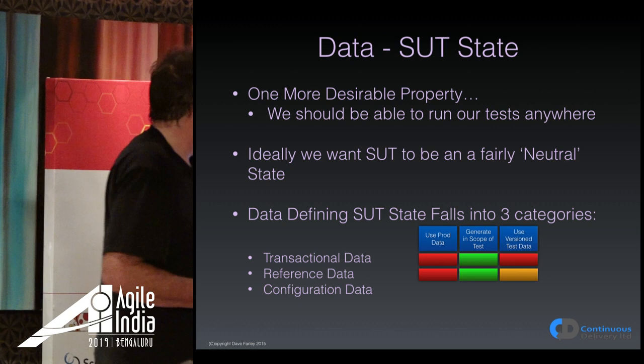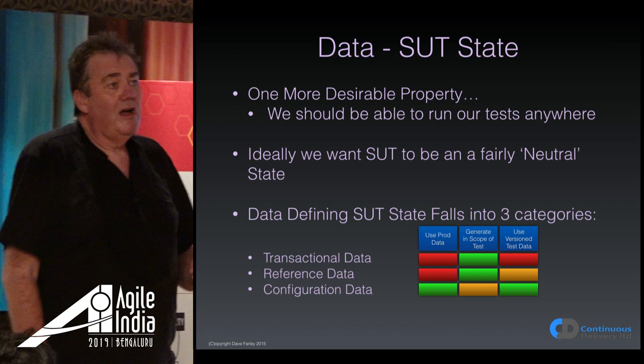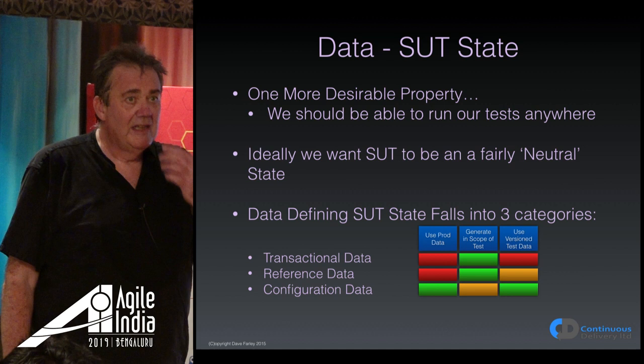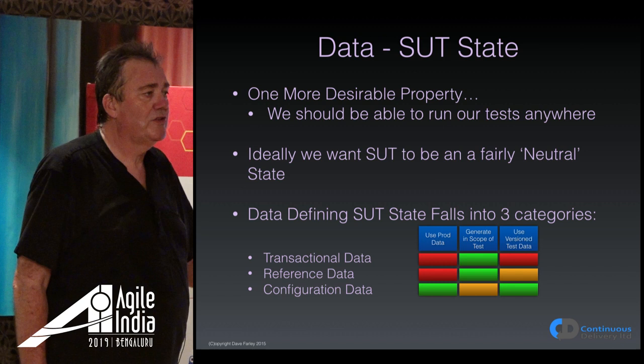And then finally, configuration data. For the configuration of our systems, ideally, we'd like the configuration when we're testing to be as close to the production configuration as we can get it. Because we'd like to test that configuration as well as everything else. So we would like, by default, the configuration of our system in a test environment to be the production configuration. And then we just override bits of it that we don't want.